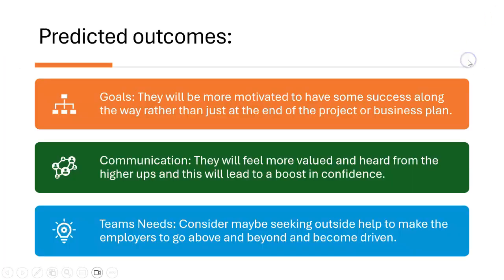So my predicted outcomes of these 3 things, I broke it into goals, communication, and team needs, like we had on the previous slide. The goals are they would be more motivated and have some success along the way rather than just at the end of the project or a business plan. If they're setting those short-term goals, I think that is motivation, rather than at the end of the project being like, oh, we're finally done, along the way was just horrible because we didn't accomplish anything. So that would give them a boost of confidence and make them want to be there more. My second point is communication.